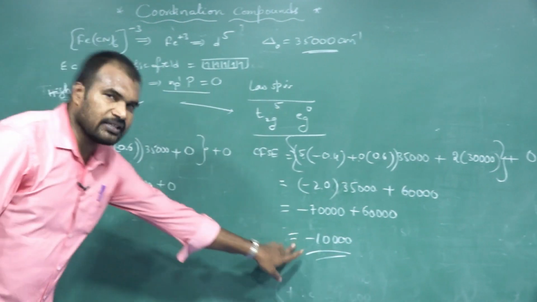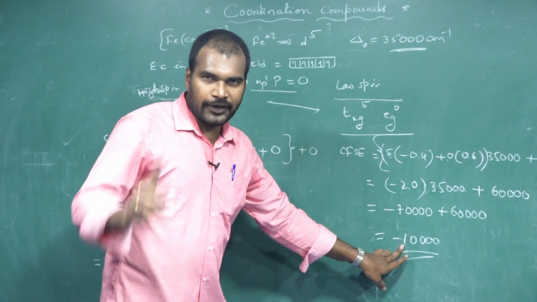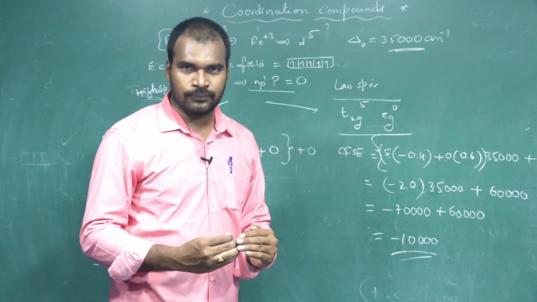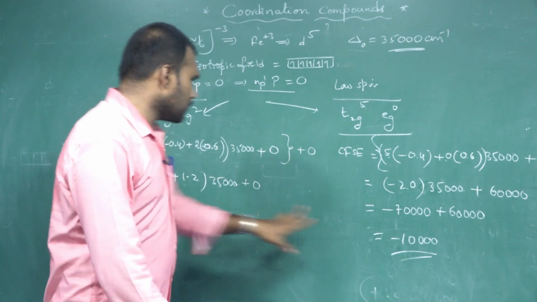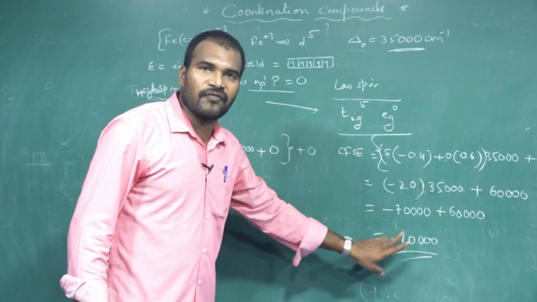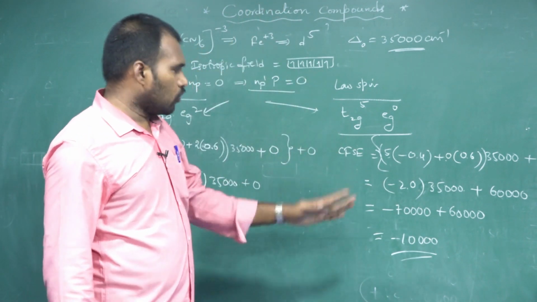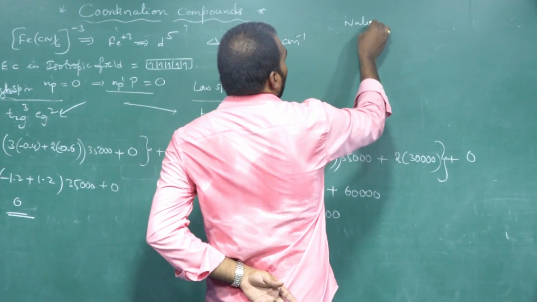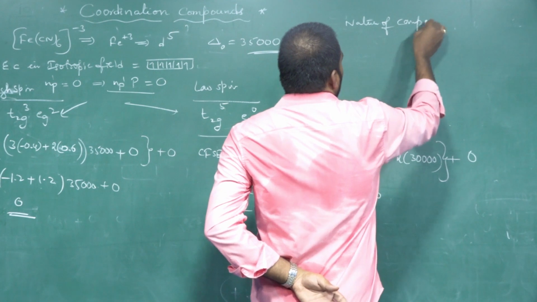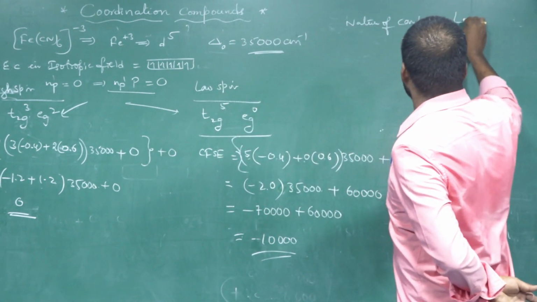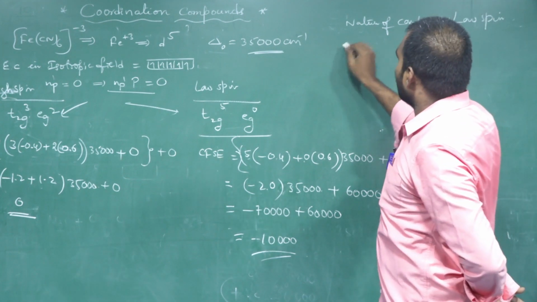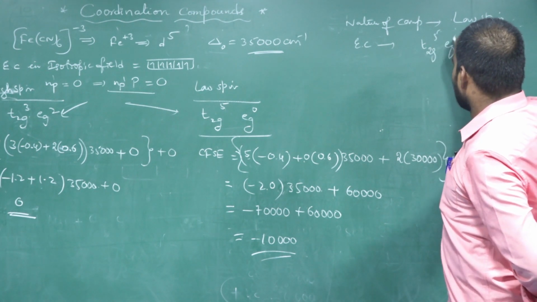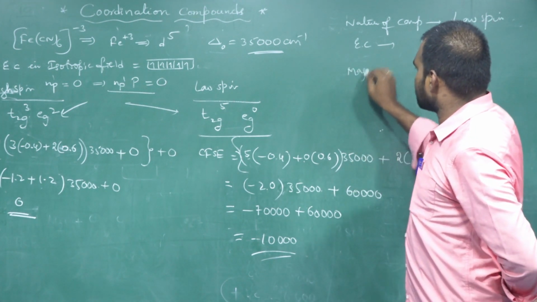See, when you compare these two values, this is 0, but this is a negative value. I told you already, when you compare two configurations, the configuration whose CFSE value is the least will be more favorable. So when you compare these two, it is getting a negative value. So this is the more favorable configuration for the above complex. So what is the nature of this complex from the CFSE values? The nature of the complex is low spin complex, and the correct electronic configuration is t2g5 eg0.